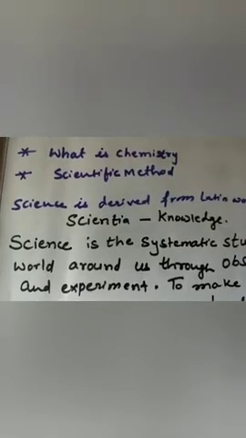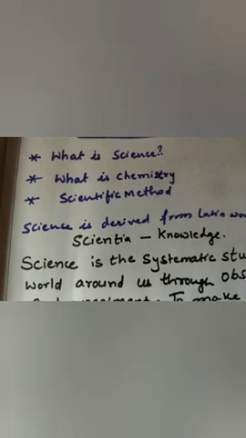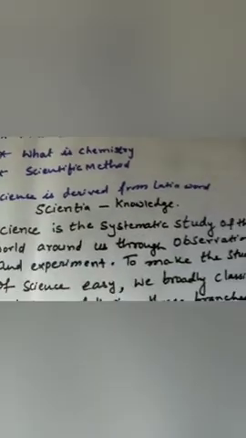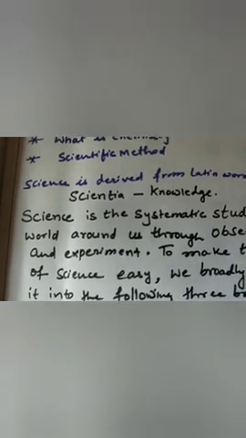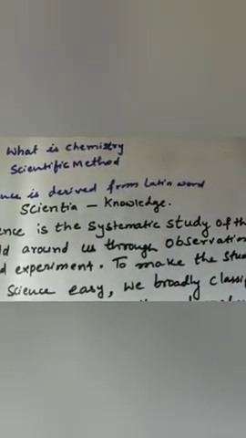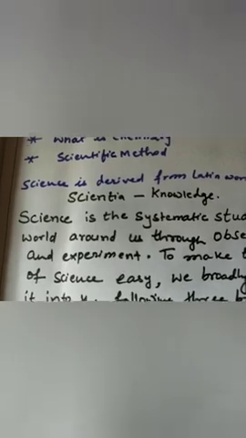Okay, let me give you a quick recap. So we have learnt what is science. Science is the systematic study of the world around us. And how do we do this study? Through observation and experiments.